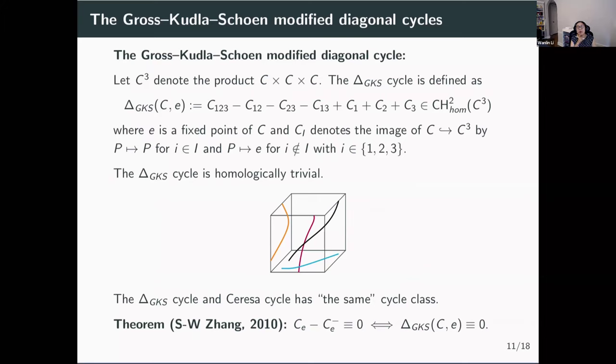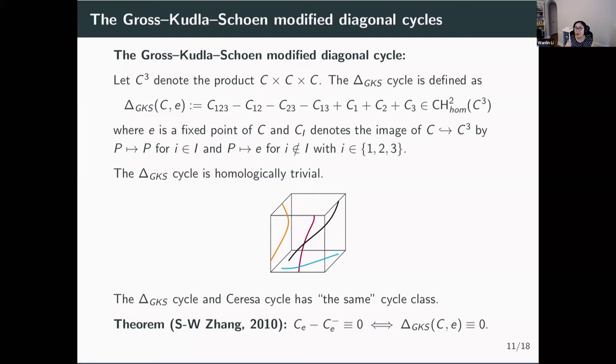So some people might find the Ceresa cycle hard to imagine. The reason is when my curve has high genus, your ambient space, the Jacobian, is of high dimension, right? You have a very high codimension. So the Ceresa cycle can be a very high codimension cycle inside the Jacobian, right? But the Gross-Kudla-Schoen modified diagonal cycle fixes that problem for you.